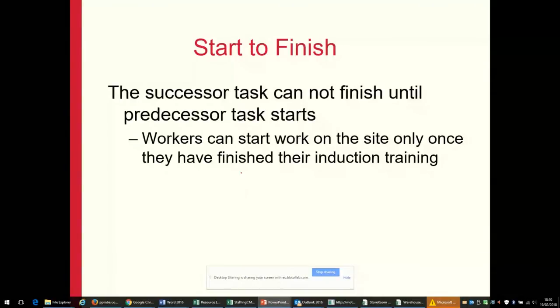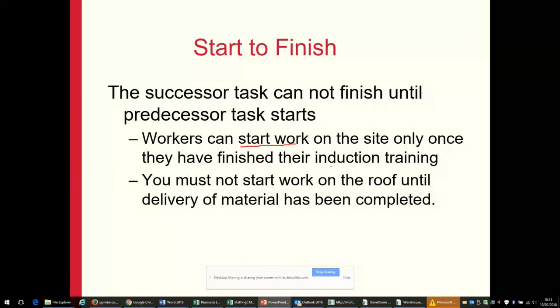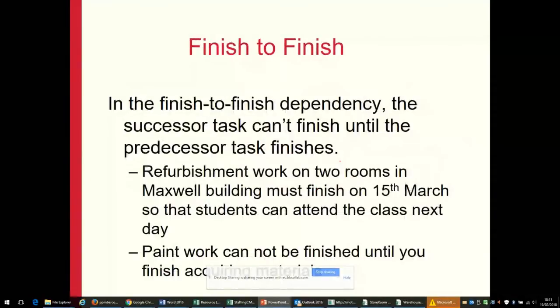I must say not a very common one, but nevertheless it is theoretically possible. So workers can start work on the site only once they have finished their induction training. You must not start work on the roof until delivery of material has been completed. Another example of start to finish.